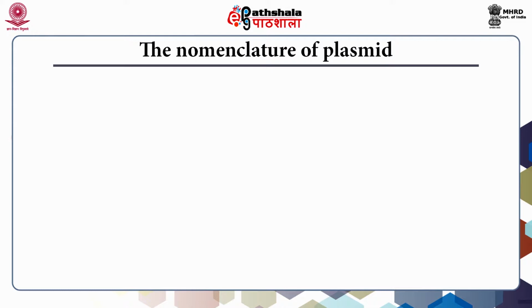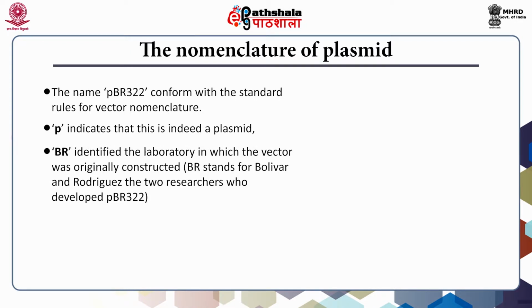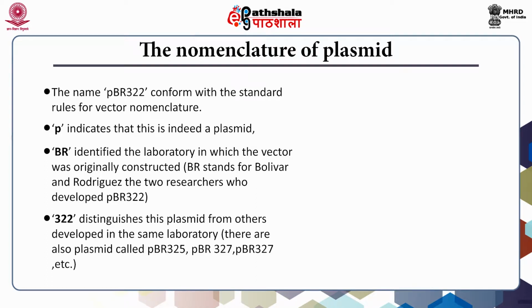The nomenclature of plasmid. The name pBR322 conforms with the standard rules for vector nomenclature. p indicates that this is indeed a plasmid. BR identifies the laboratory in which the vector was originally constructed. BR stands for Bolivar and Rodriguez, the two researchers who developed pBR322. 322 distinguishes this plasmid from others developed in the same laboratory. There are also plasmids called pBR325, pBR327, etc.